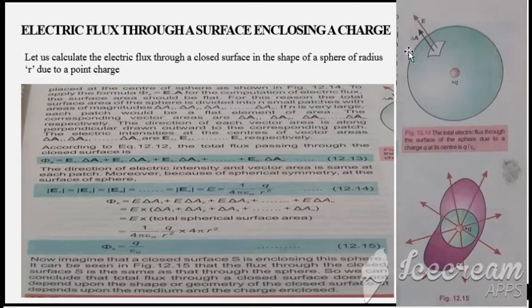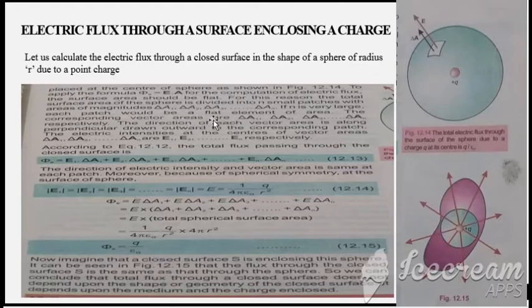So these are represented by delta A. Delta A represents a differential area, not the total area, just a part of the total area. So the surface area of the sphere is divided into n small patches with areas of magnitude delta A1, delta A2, delta A3, and so on up to delta AN. If n is very large, if the number of patches is very large, then each patch would be a flat element of area. Then each small patch will appear as a flat surface.